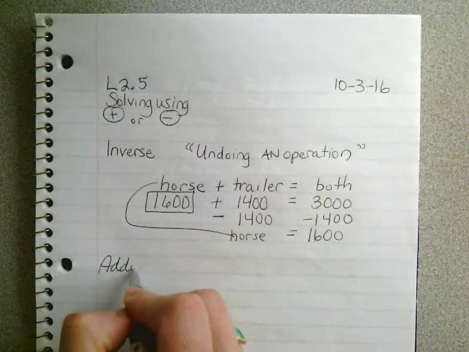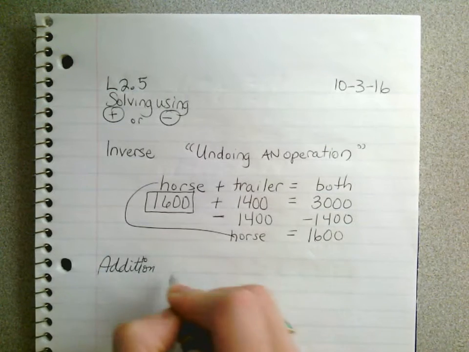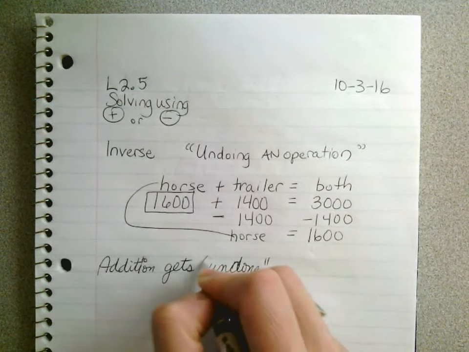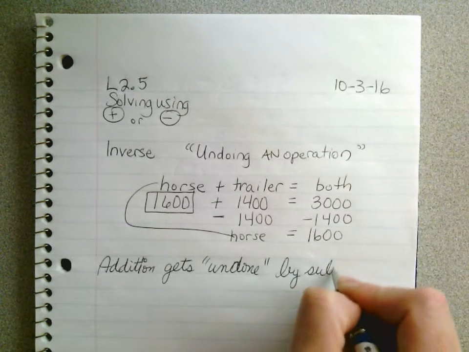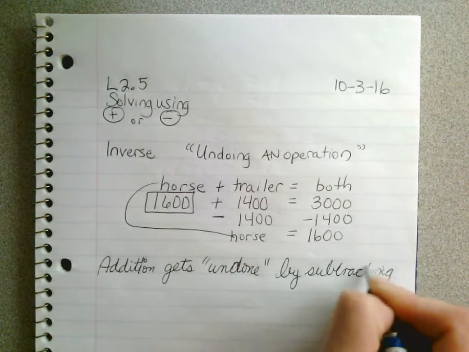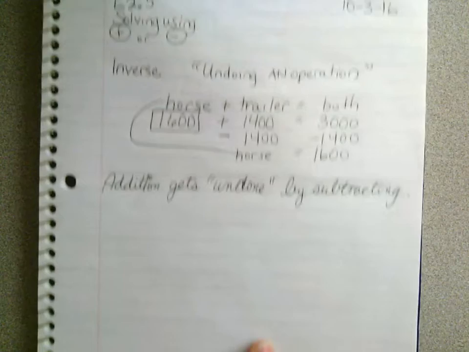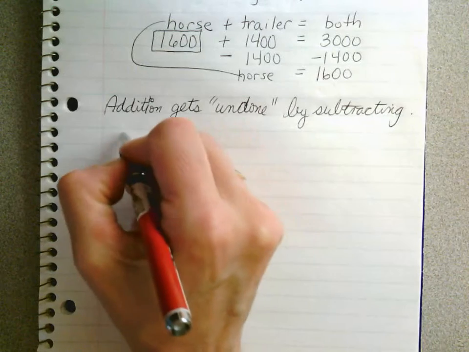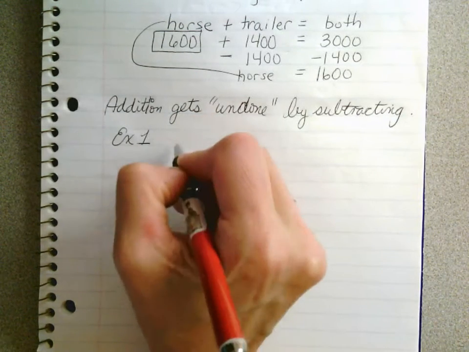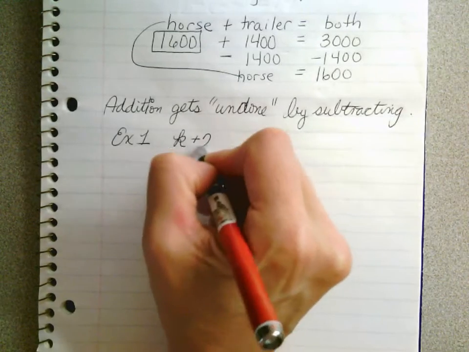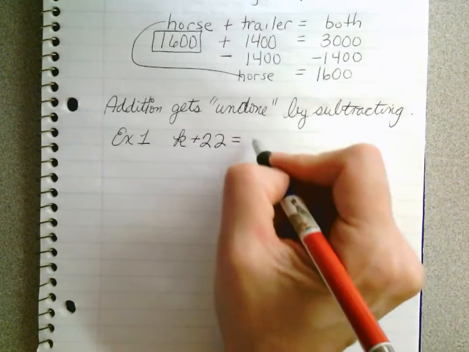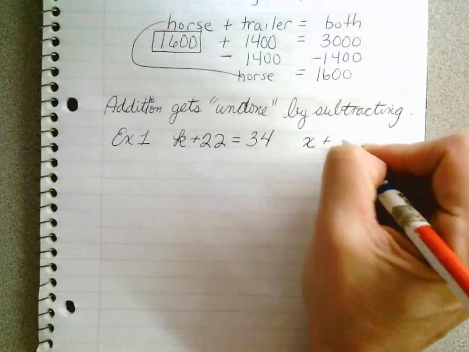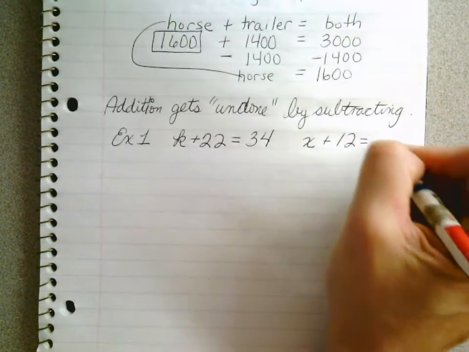Addition problems get undone by subtracting. Addition problems can be undone by subtracting, and one might look like this. Say, here's example 1. K plus 22 is 34, or x plus 12 is -6.